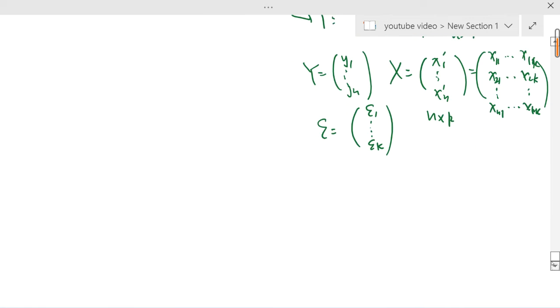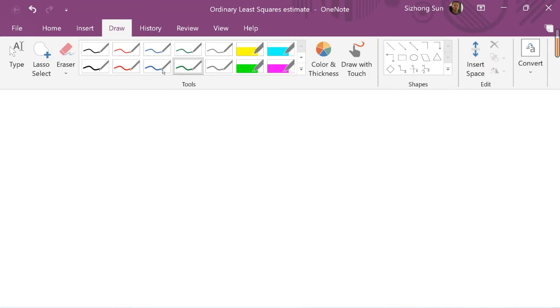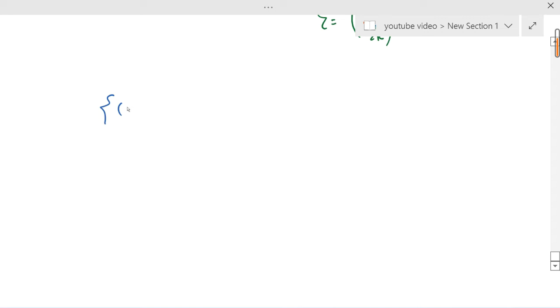Okay, so now we have this. What we have is data like this, and we form an empirical model. y is x beta plus epsilon, and our task is to estimate beta 0. How can we estimate beta 0?